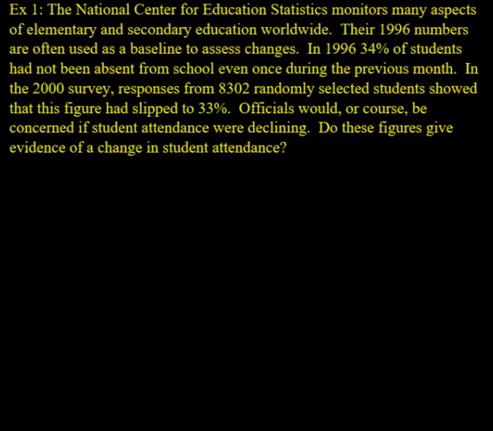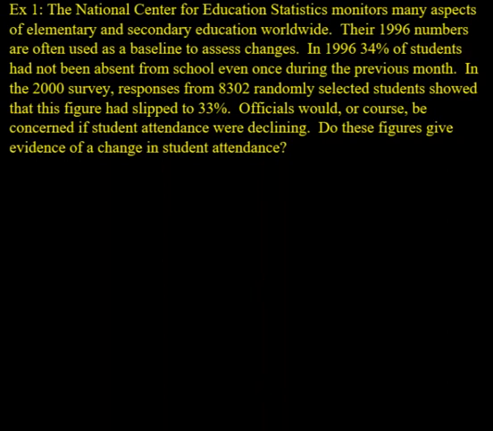Chapter 18, Example 1. The National Center for Education Statistics monitors many aspects of elementary and secondary education worldwide. Their 1996 numbers are often used as a baseline to assess changes. In 1996, 34% of students had not been absent from school even once during the previous month. In the 2000 survey, responses from 8,302 randomly selected students showed that this figure had slipped to 33%.